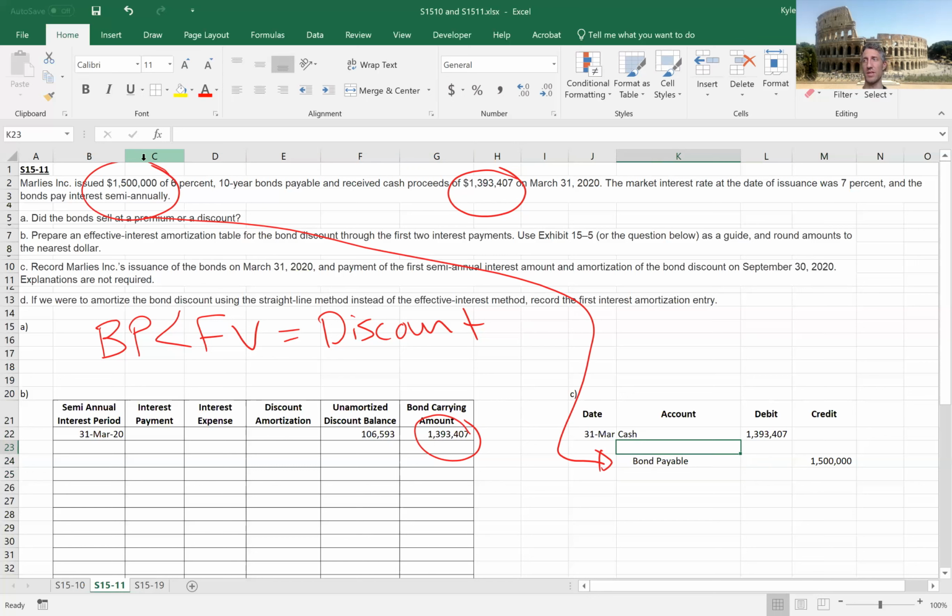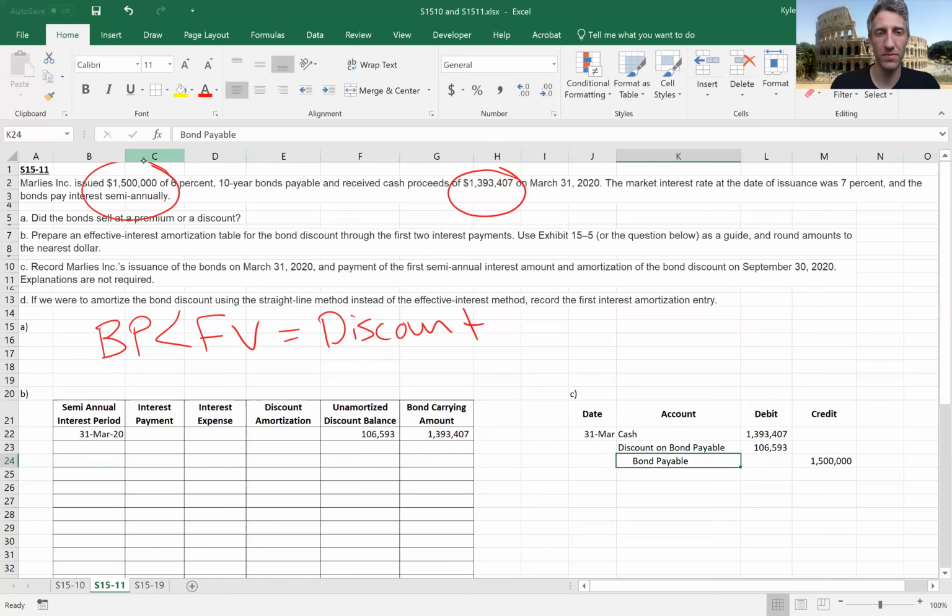To balance my journal entry, what I need to do is have this discount on bond payable. And that's going to be the difference between these two. And this should match what we did in the amortization schedule. Hopefully it does. 106, 106. Okay, perfect. So this 106,000 needs to be amortized over the term of the bond. And it will be amortized in a way such that the carrying value of the bond increases to $1.5 million. Right now, the carrying value is only $1.3 million.